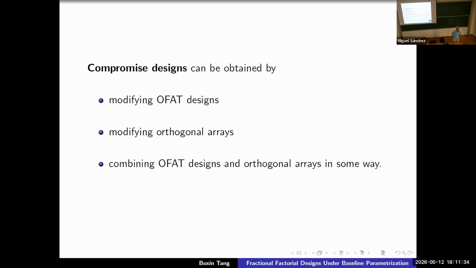In the first part, you minimize variance first, then you minimize bias. In the second part, you minimize the bias first, and then you minimize variance. And why don't we minimize simultaneously? Well, certainly this is hard to do, but can be somehow done. And you want to consider a compromise design, taking some balance consideration of the bias and the variance. One can obtain such a design by modifying the OFAT design, or modifying the orthogonal design, or combining the two classes of design in some ways.